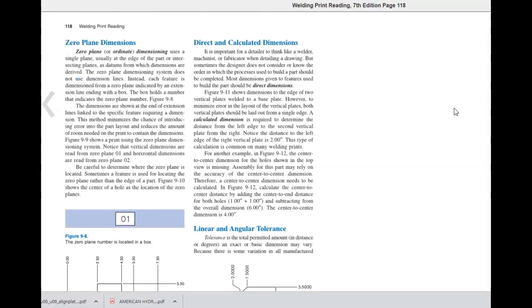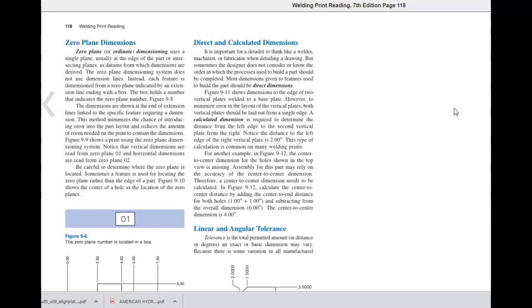Zero plane dimensions. Zero plane dimensioning uses a single plane, usually the edge of the part, or intersecting planes, as datums from which dimensions are derived. The zero plane dimensioning system does not use dimension lines. Instead, each feature is dimensioned from a zero plane indicated by an extension line ending with a box. The box holds a number that indicates the zero plane number. Dimensions are shown at the end of the extension lines linked to the specific feature requiring a dimension. This method minimizes the chances of introducing error into the part layout and reduces the amount of room needed on the print to contain the dimensions.